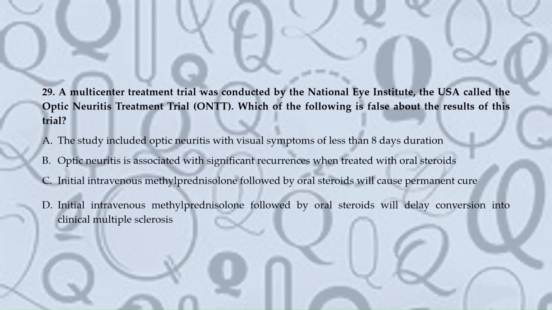A multi-center treatment trial was conducted by the National Eye Institute in the USA called the Optic Neuritis Treatment Trial. So ONTT is a landmark study that all of us should know about. What happened in this? This study included all patients with acute attack of optic neuritis, usually females, 18 to 46 years of age, visual loss within 1 week duration, and not on any steroids or any medications. So what did they do?